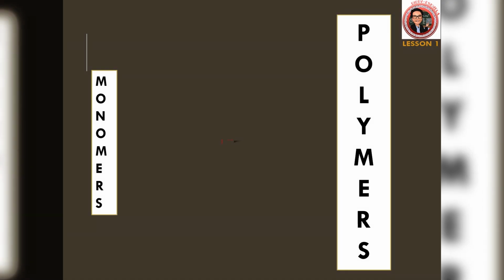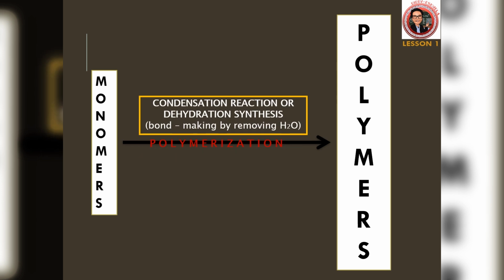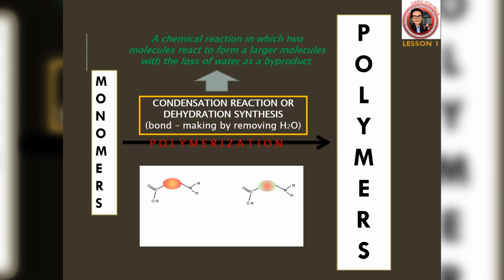Before we discuss the carbohydrates, alamin muna natin kung paano nabubuo ang polymers. Ito ay through the process of polymerization, or a process through which a large number of monomer molecules react together to form a polymer. We have two processes na involved in the making and breaking of polymers. Una ay ang condensation reaction or dehydration synthesis, which is a chemical reaction in which two molecules react to form a larger molecule with a loss of water as a byproduct.